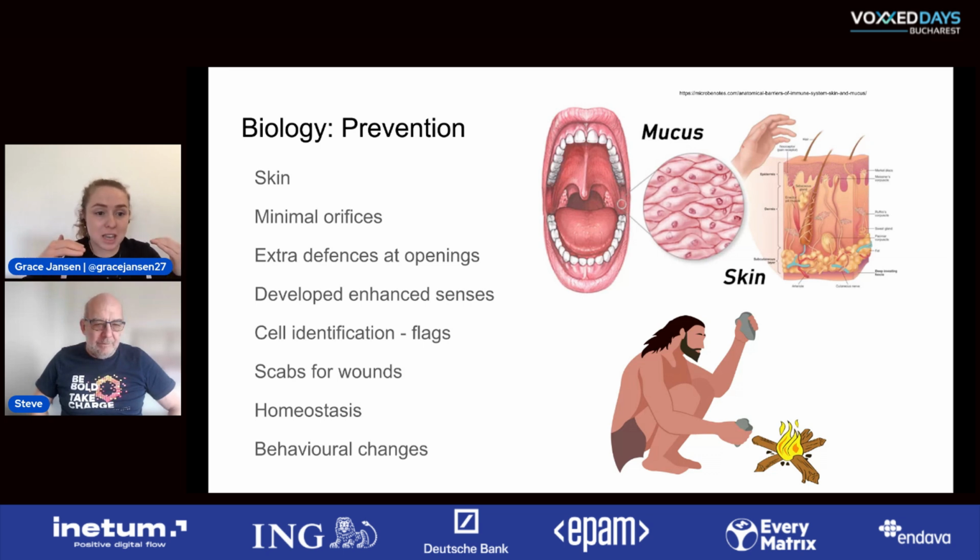So think back to the cavemen who discovered fire. Being able to cook our food, that helps prevent infection massively. Even more modern things like washing our hands and this year wearing masks. All of these behavior changes help to prevent that infection in the first place. So there's a whole plethora in biology just for prevention. Cool. Wow.